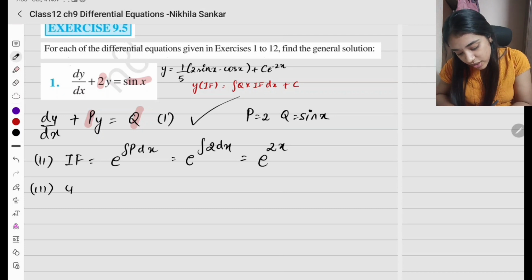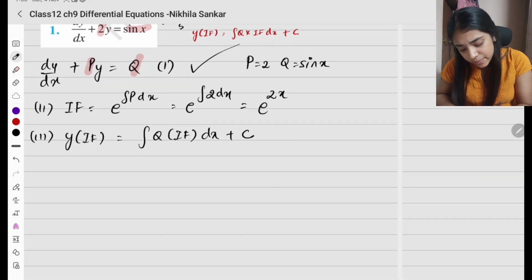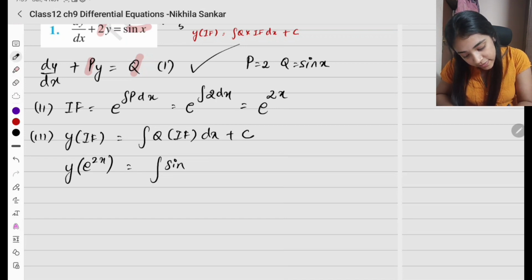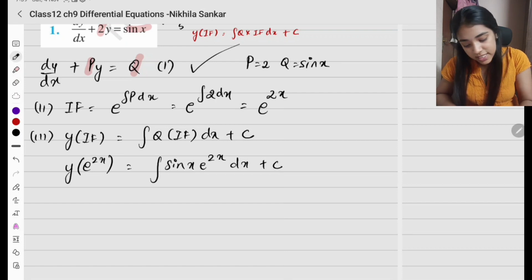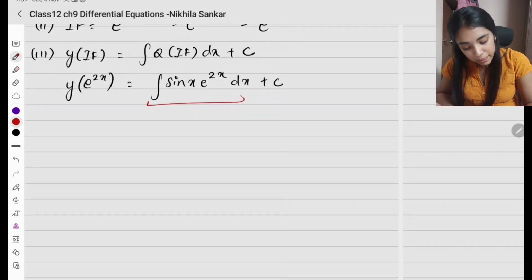Now what is the third step? General form. y times integration factor equals integration of q into integration factor times dx plus c. Okay, simple. Now substitute y into integration factor e to the power 2x equals, what is q? sin x e to the power 2x dx plus c. So on the left hand side you don't have to do anything. The only thing you have to do is solve this integral. So what are we going to do? We are going to do integration by parts.